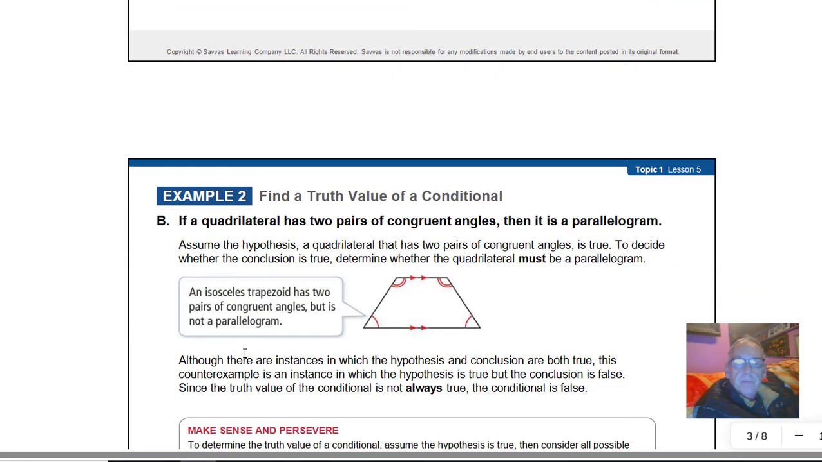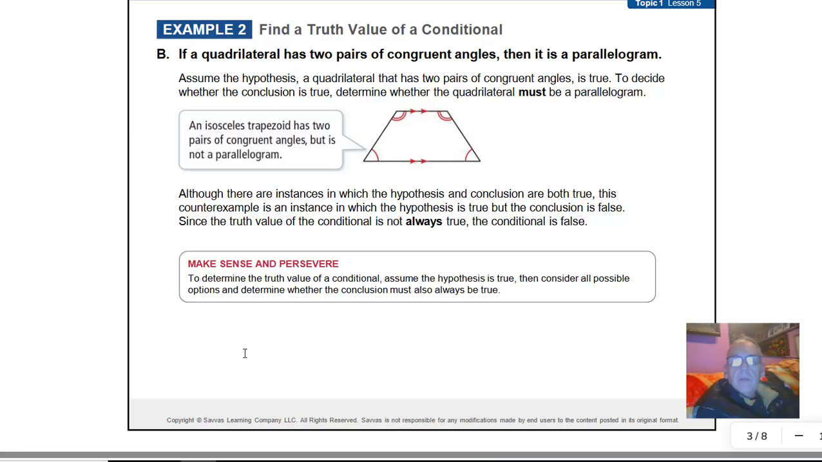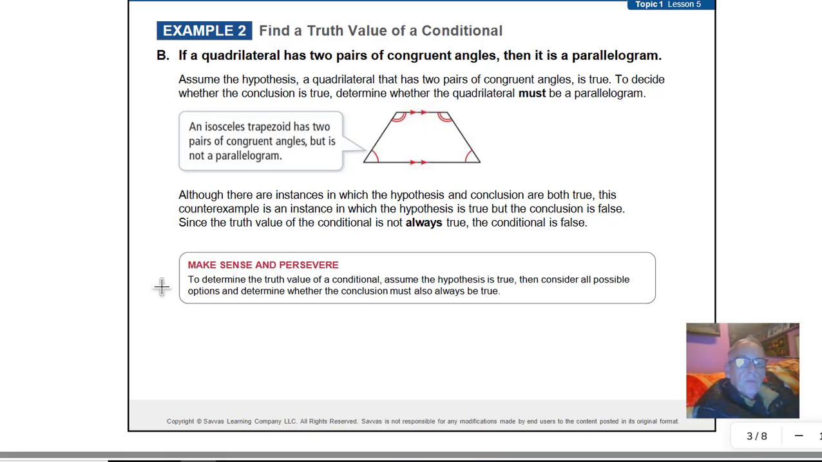Let's move on. Example 2. If a quadrilateral has 2 pairs of congruent angles, then it's a parallelogram. We assume the hypothesis that it has 2 pairs of congruent angles is true. Let's see if it has to be a parallelogram, because if it has two pairs of congruent angles, then it must be a parallelogram, is what the statement is saying.